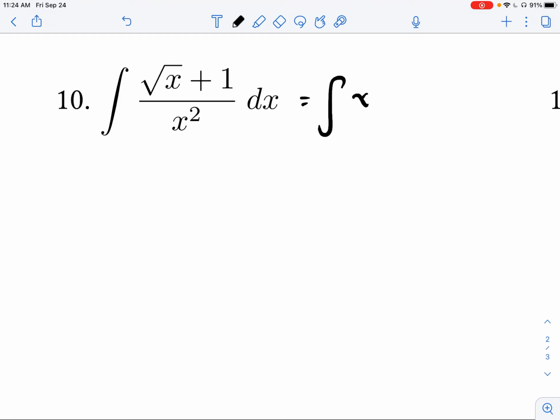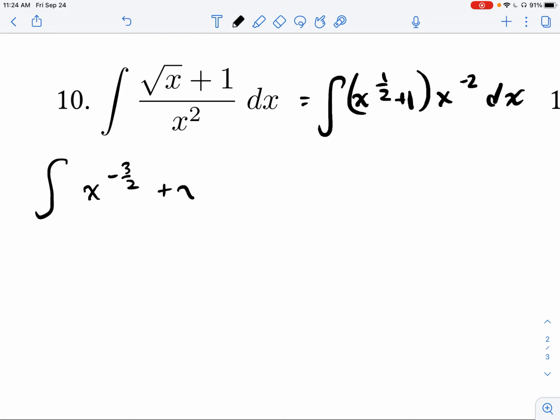We can see that this is going to be x to the 1/2 plus 1, if I just write this as rational exponents, times x to the negative 2 power times dx. Because again, right now we don't have any quotient rules. There aren't any. So we'd have to rewrite the integrand. What does this allow us to do? This allows us to distribute that x to the negative 2 and write this as x to the negative 3/2 plus x to the negative 2, all of this dx.